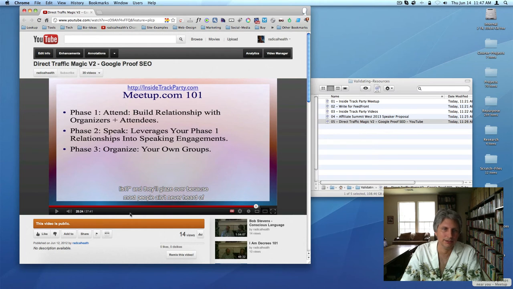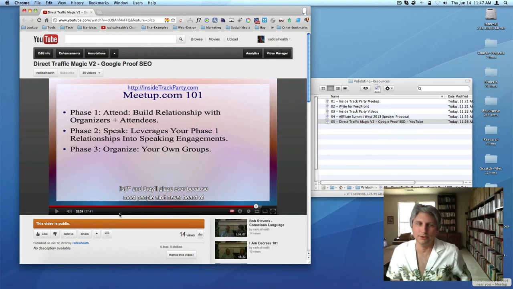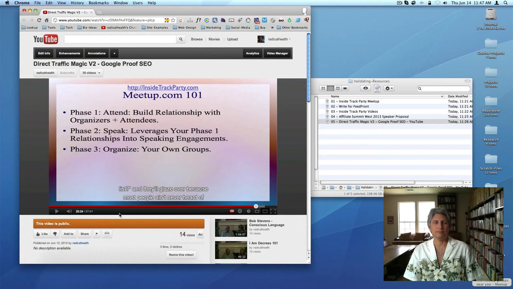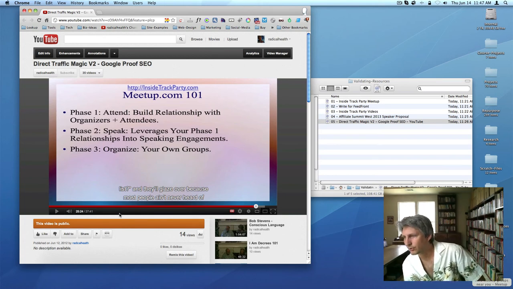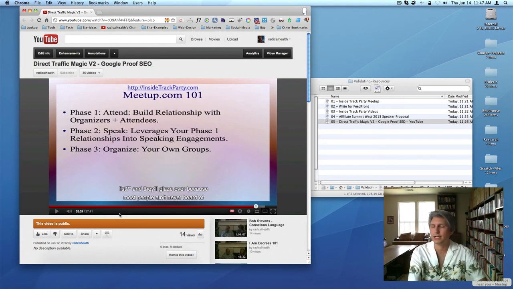Okay, here are the stages or the phases. Phase one of using Meetup is you attend Meetup groups. You go and search in Meetup for groups that match your niche or topic or category, however you define or translate that. And you attend those groups and you build a relationship with the organizers and the attendees.